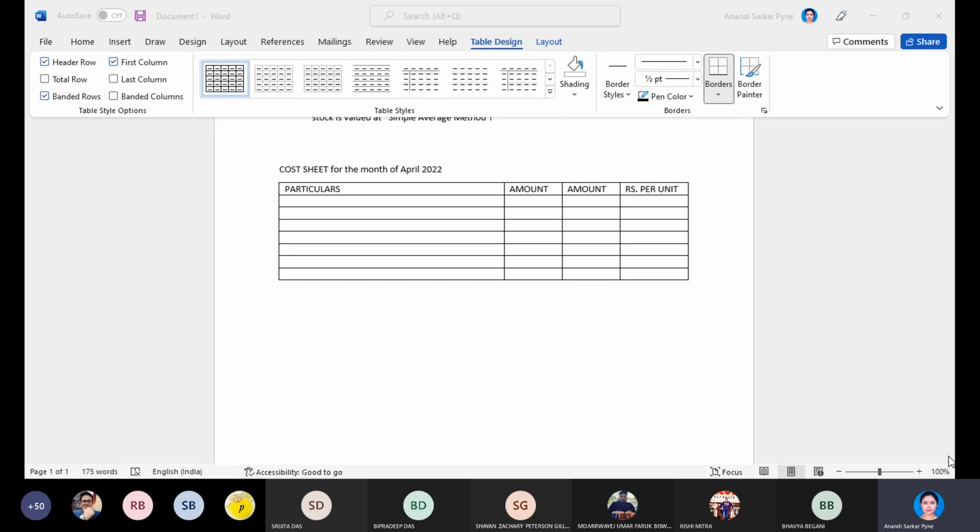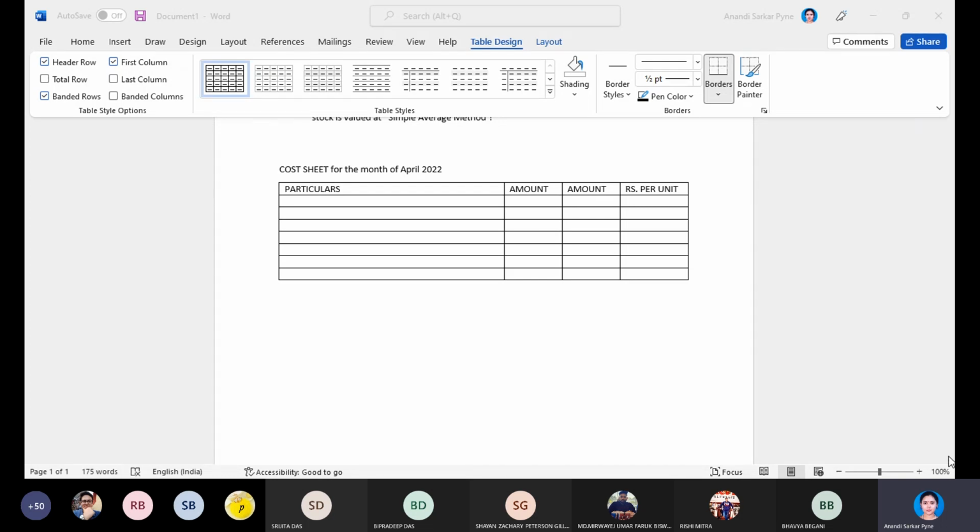Along with that, we will add productive labor, which is 55,000, and chargeable expenses, 20,000. Chargeable expenses is a direct expense, so what we will get is prime cost. Along with prime cost, we will add factory overhead. Factory overhead will be machine hour rate, which is rupees 16 per unit as per the question, multiplied by machine hours worked, which is 2,500.